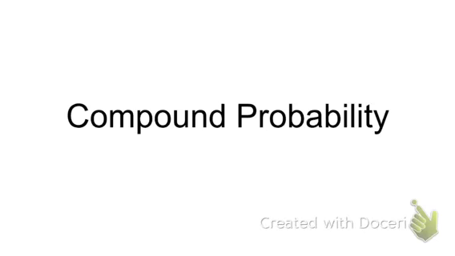Now, compound means two things being put together, so instead of just finding the probability of one thing like we have been doing, we're going to find the probability of two things. And there are a couple keywords that we need to look for so that way we know what operation we're doing.